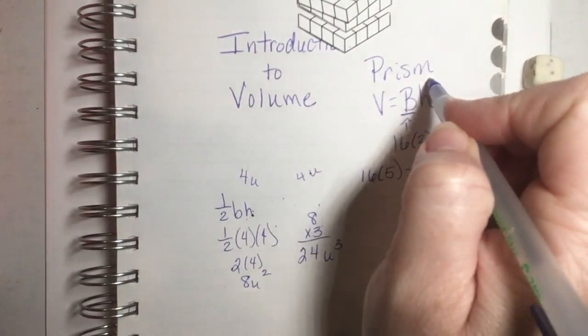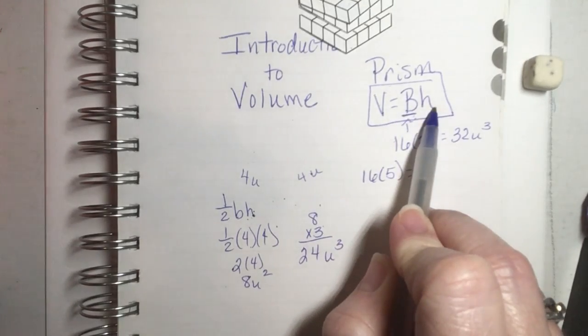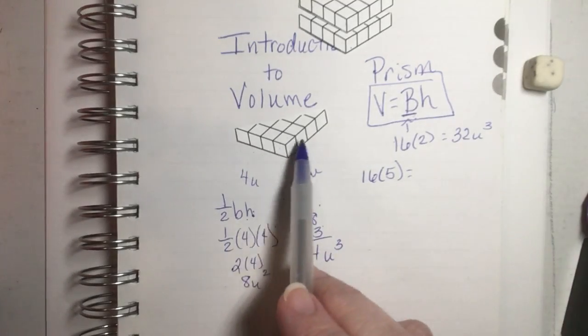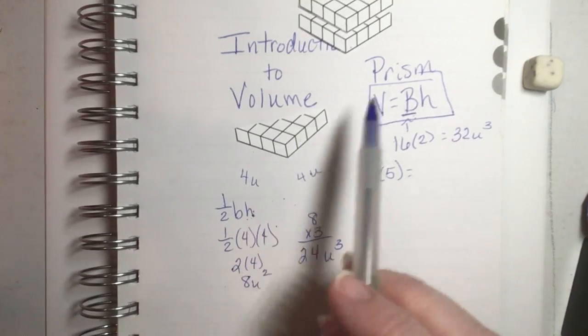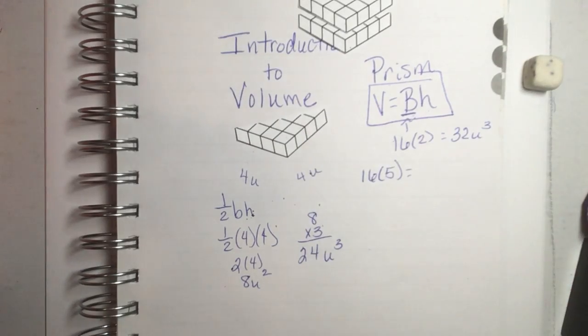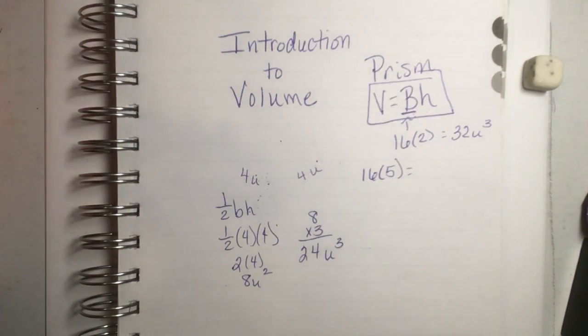So this formula right here, that's where this formula comes from. Volume equals the area of the base times the height. Once you find the area of the base, remember that represents how many cubes fit at the bottom of that shape. And then the height of the prism represents how many times that repeats. And that holds true for any prism. Now we're going to learn about pyramids later, but for now we're just going to practice with prisms.